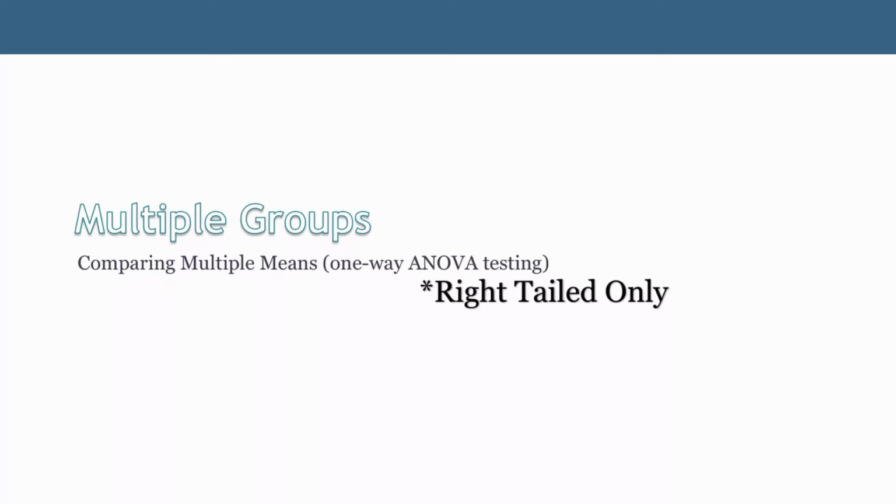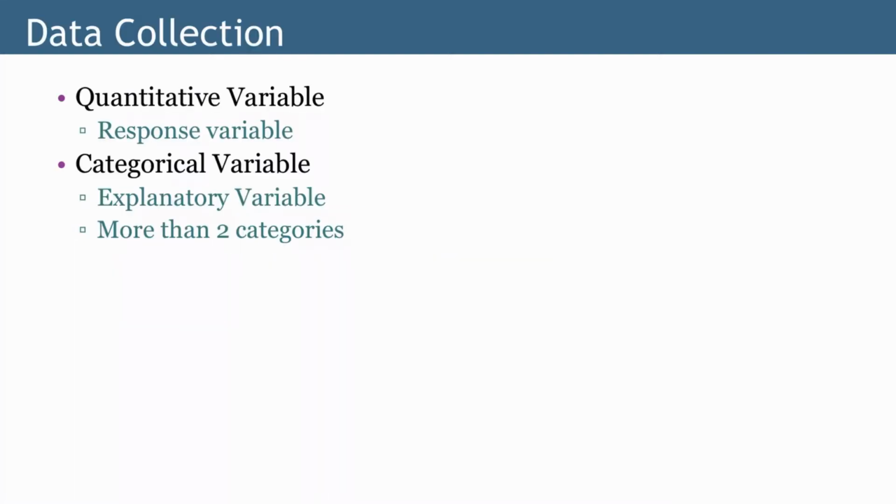Now there is a one-way and a two-way ANOVA testing. For this class, we're just going to do one way. And so this is right tail only. So this test is always a right-tailed test for us. So we're collecting data. It's a quantitative variable for every group. And then you have a couple categories or groups, right?